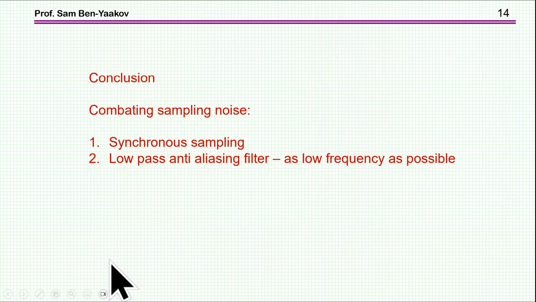So what are the conclusions here? To combat sampling noise, we first of all would like to sample synchronously with the noise if possible, and many times it is possible, like if it is a switch mode system. We are controlling the switching frequency, the sampling frequency, with the microcontroller, and this is really possible. And another very important part is to put in a low-pass anti-aliasing filter, and the filter should have as low a frequency as possible, so that you'll get rid of the high frequencies which are causing the folding.